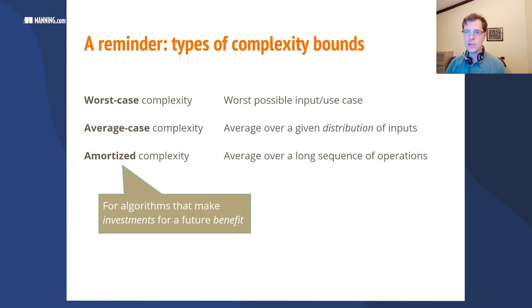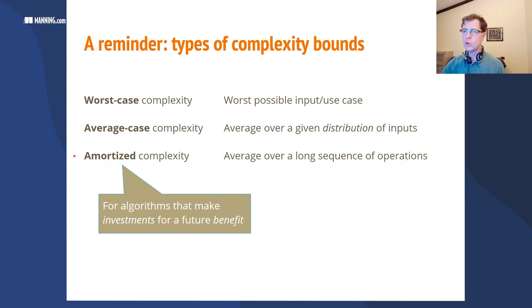However, this worst case complexity is not the best way to measure the complexity of union find trees. Let me remind you that there are three main ways of measuring the complexity of an algorithm or a data structure. The most common one is the worst case complexity, the complexity given the worst possible input or the worst possible use case. Then we have average case complexity, a probabilistic measure, the average complexity over a given distribution of inputs. And then you have a third important way to measure complexity, called amortized complexity, which consists of an average complexity over a long sequence of operations.